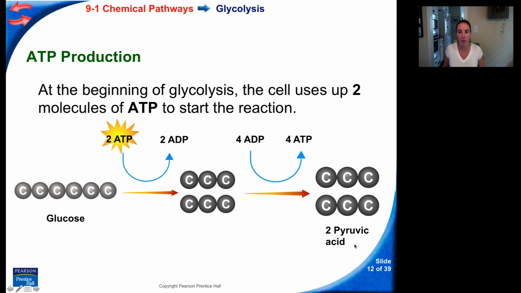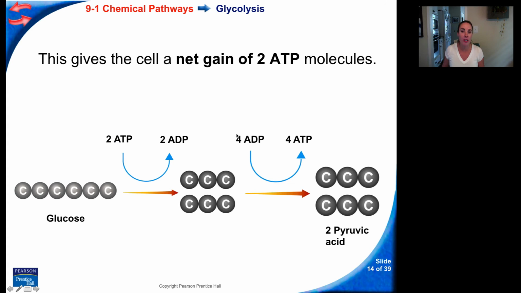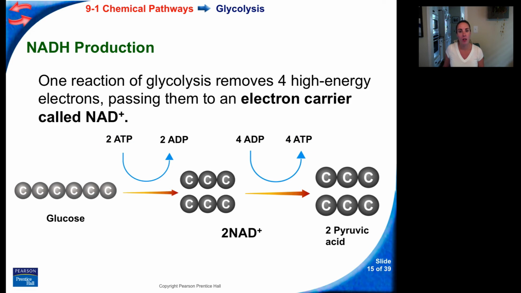We end up with 2 pyruvic acids. So when glycolysis is complete, actually 4 ATP molecules have been produced. So from this step to making the pyruvic acid, we make 4 molecules of ATP. However, since we used 2 in the beginning, we only have a net gain of 2 ATP molecules. So glycolysis only produces 2 ATP molecules. That's not a lot of ATP.